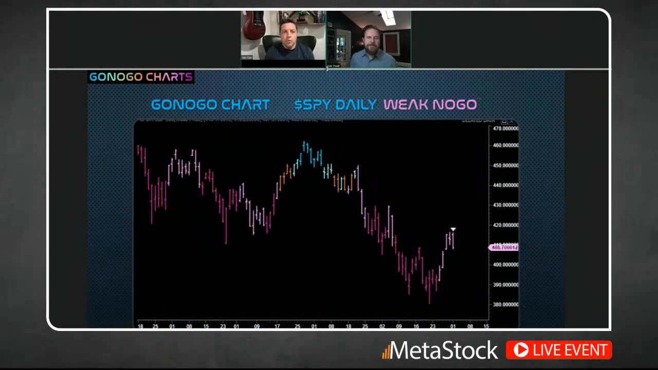Yep. So we're gonna go through the S&P with a few charts. This is the daily chart of the S&P using the SPY, the ETF, the tradable instrument. And you can see, it's very simple. It's a weak no-go. So the weight of the evidence is that we're still in a no-go trend. Now, we had a strong rally to end last week. This week, we're struggling to go higher.